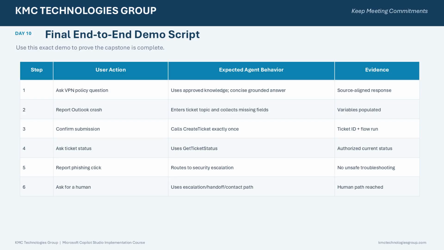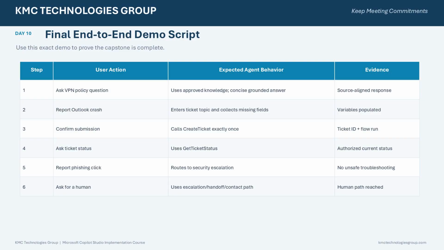Second, the user reports an Outlook crash. The agent enters the structured support ticket topic and collects any missing information. The captured variables are displayed back for confirmation. Only after confirmation does Create Ticket execute. The flow should run exactly once. The acceptance evidence is both the return ticket identifier and the backend or flow run record.